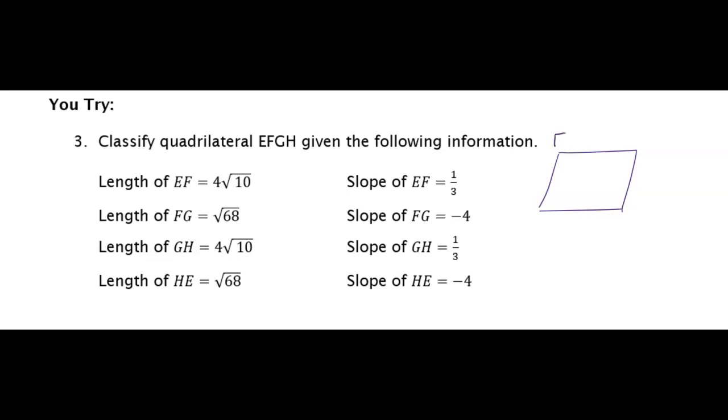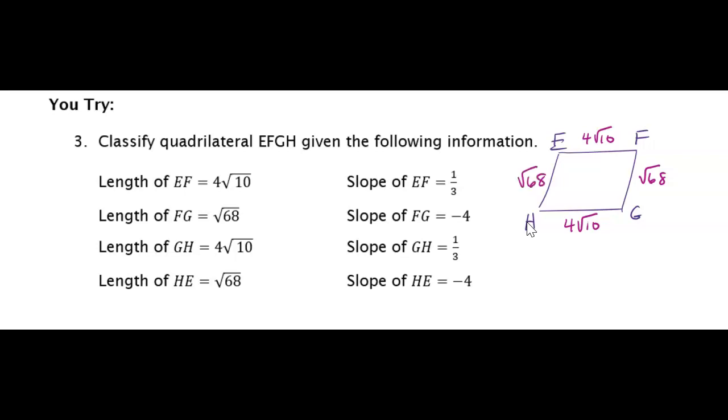And then I am going to label EFGH. And then what I'm going to do next is I'm actually going to label my sides. So I'm going to see what the side lengths are. They aren't necessarily going to be in order, so that's why I really like to draw a picture and label. So EF is 4 square root 10. FG is the square root of 68. GH is also 4 square root 10. And HE is the square root of 68.